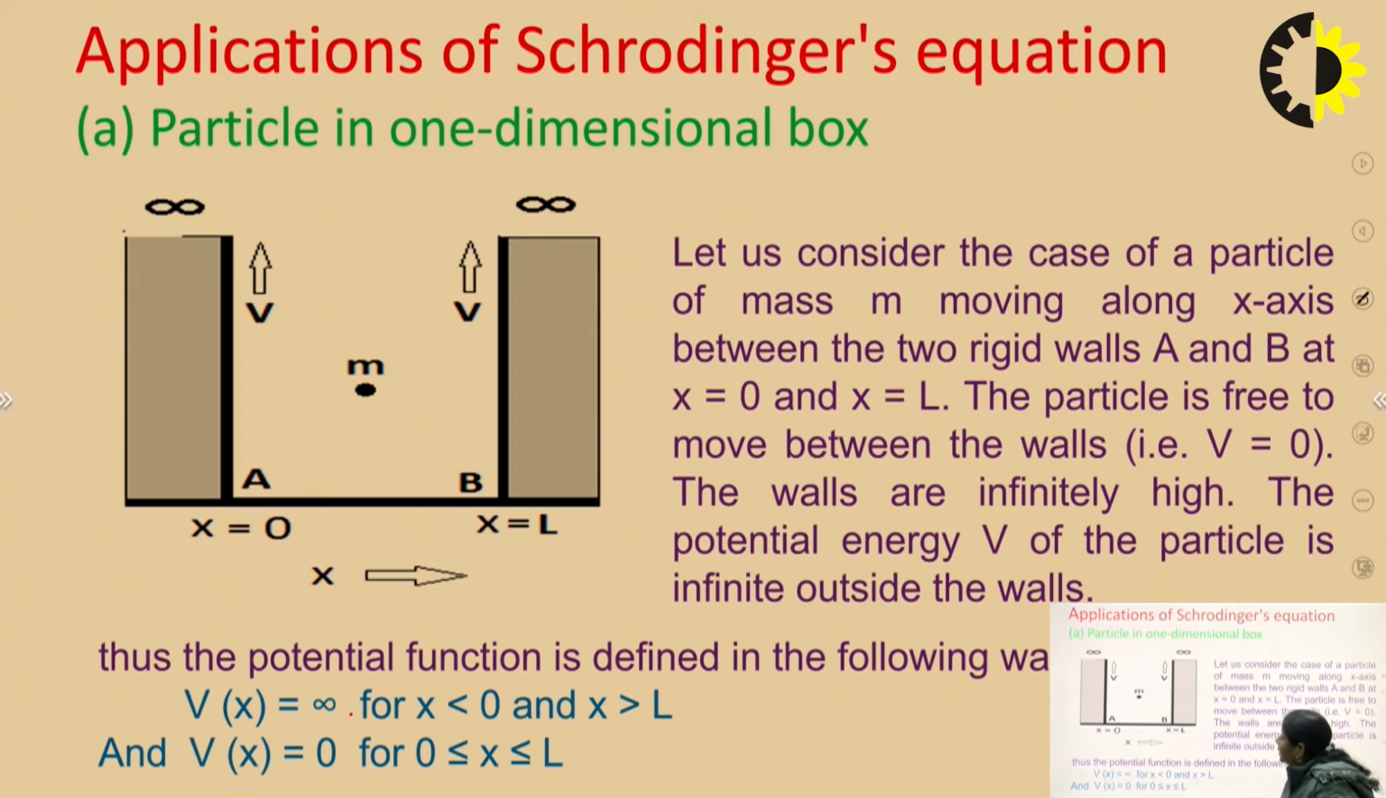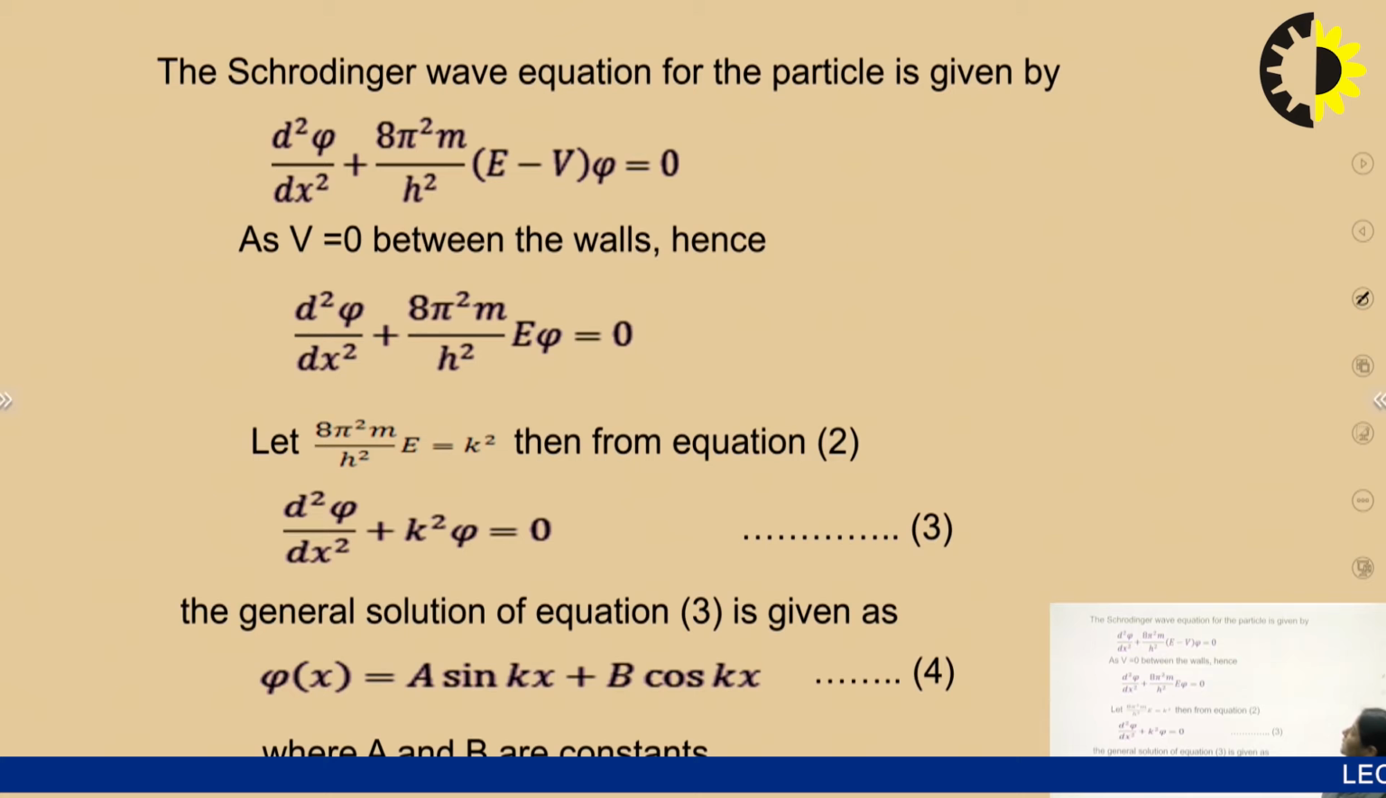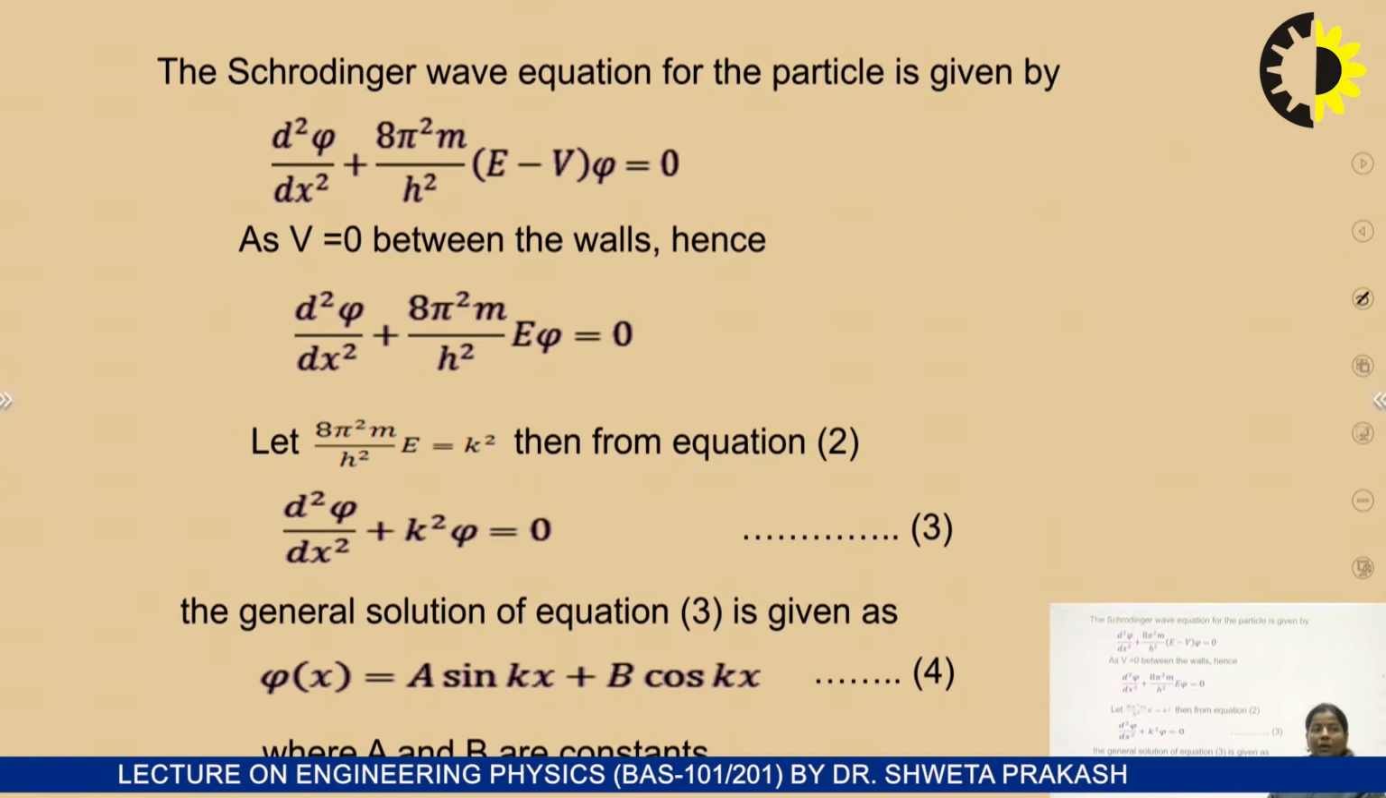Now we will move to the Schrodinger's time independent equation. So this is our Schrodinger's time independent wave equation. This is d squared phi by dx squared plus 8 pi squared m by h squared (E minus V) phi equals 0. So this phi represents the wave function of the moving particle, and m represents the mass of the particle. Similarly, capital E is the energy of the particle, and V, we have just defined, is the potential energy of the particle. So now we will start applying the conditions of V.